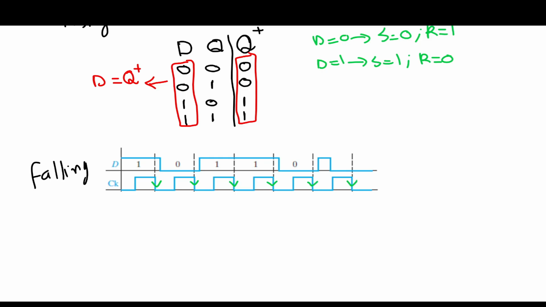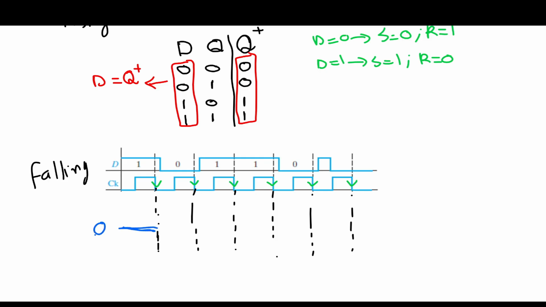So let's complete the dashed line. So we know this is the falling edge location. Now let's plot the Q state. Let's assume Q starts at 0. So that's Q starting at 0.